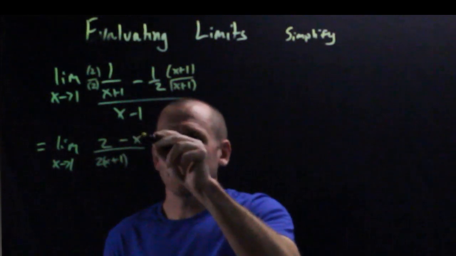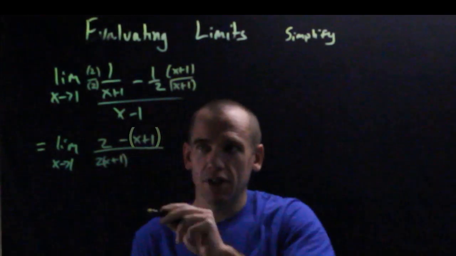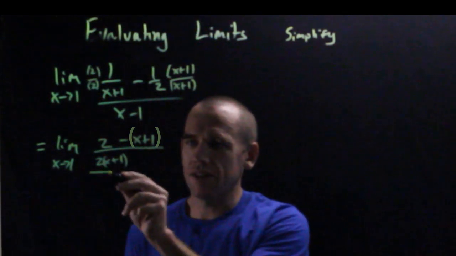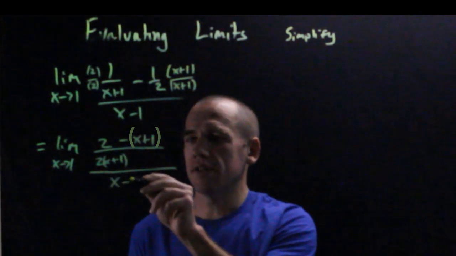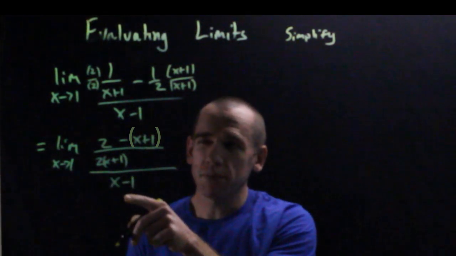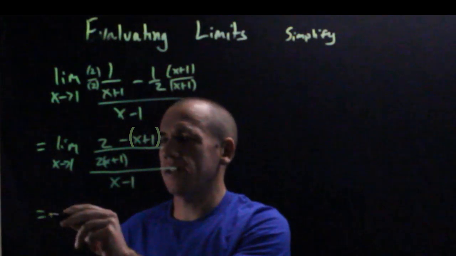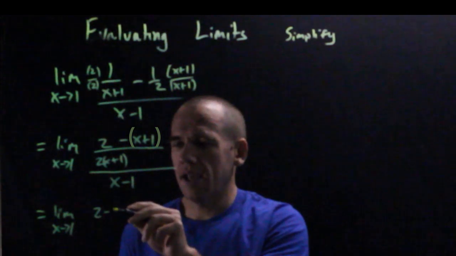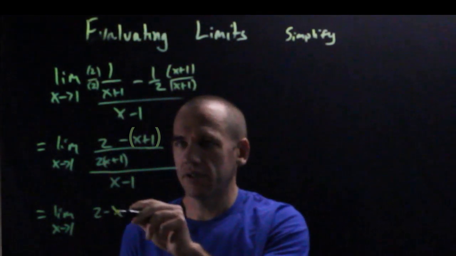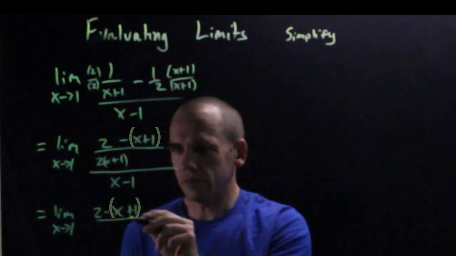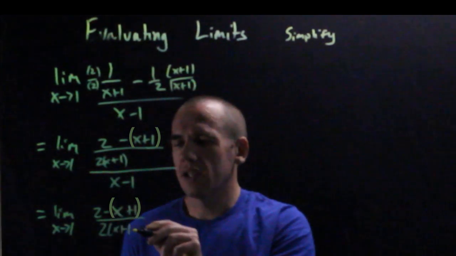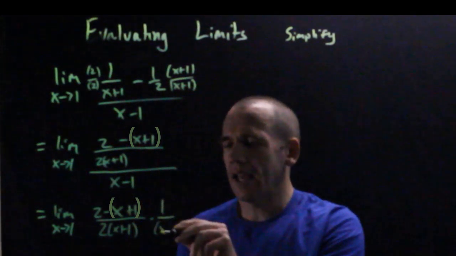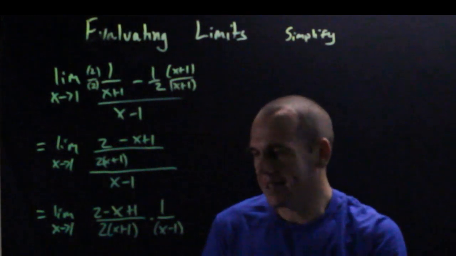And so what that gets me is 2 over 2 times x plus 1 minus x plus 1 over 2 times x plus 1. But this is the same denominator, right? That was the whole point of that. So I've already got that. And then this whole thing is divided by x minus 1. Well, now I'm going to multiply by the reciprocal instead of divide, right? So that's the limit as x approaches 1 of 2 minus x plus 1, which we could simplify, we'll leave it for now, over 2 times x plus 1, times the reciprocal of x minus 1, so times 1 over x minus 1. Now let's simplify and see what we have.